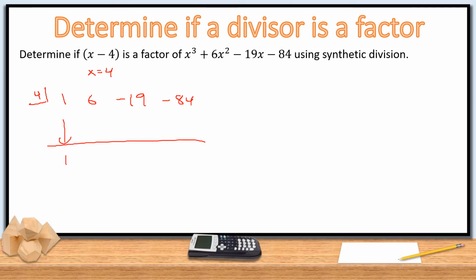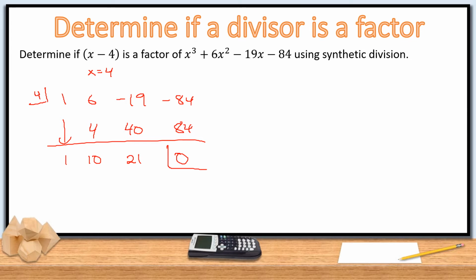1 times 4 is 4. So we get 10. 10 times 4 is 40. 40 minus 19 is 21. 21 times 4, 84, plus negative 84 is 0. So again, remainder of 0, and we would say, yes, it is a factor.